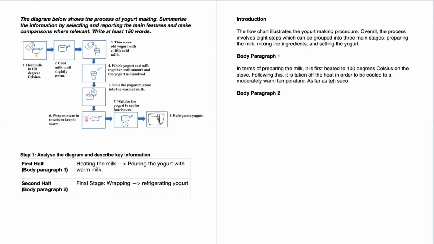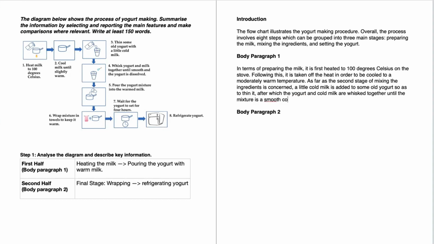As far as the second stage of mixing the ingredients is concerned, a little cold milk is added to some old yogurt so as to thin it, after which the yogurt and cold milk are whisked together until the mixture is a smooth consistency with no lumps. Subsequently, the mixture is poured into the warm milk.